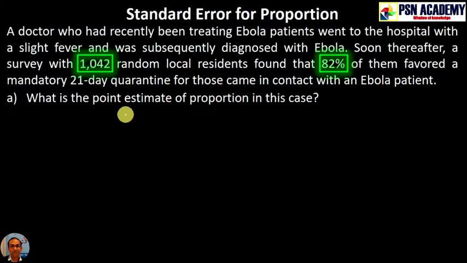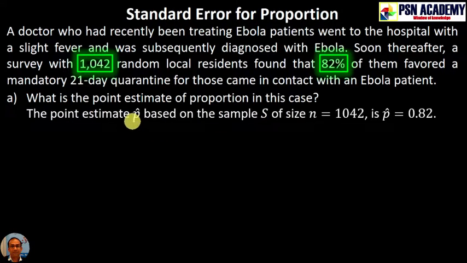Let us go for the first question. What is the point estimate of proportion in this case? We can clearly see that 82% were found favoring the decision. So, the point estimate, that is p hat, based on the sample S of size n equal to 1042 is p hat equal to 0.82. So, this is the point estimate we have. It is already mentioned in the problem.